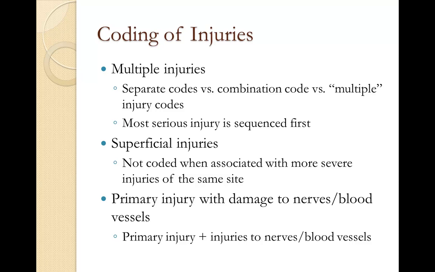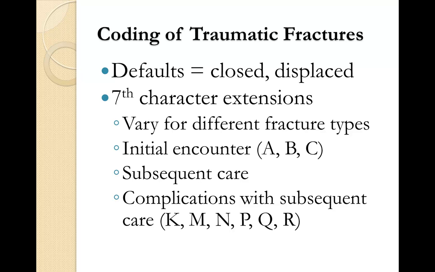Remember that superficial injuries, like a contusion, abrasion, something like that, we're not going to code in addition to a more severe injury of the same site. So obviously, with an open fracture, you're probably going to have some bruising there, some abrasions, things like that. It's all within that open fracture code. You don't need to code those separately, again, if it's of the same site. If there is a primary injury with damage to the nerves and blood vessels, that primary injury is going to be sequenced first, and then you can add additional codes for injuries to the nerves and blood vessels.